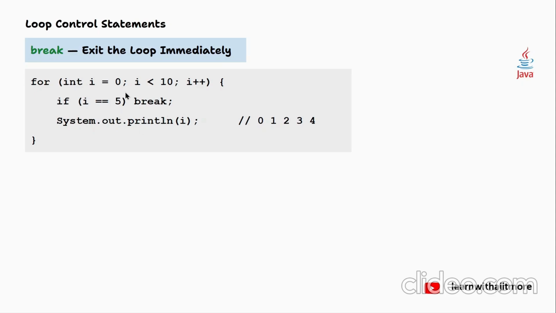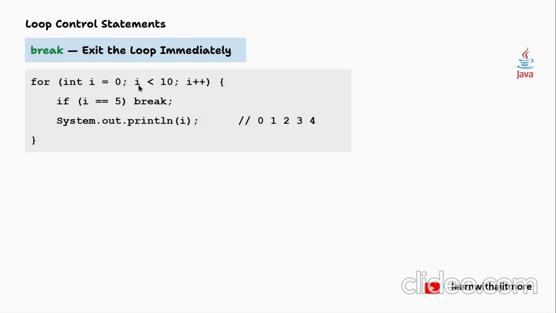Okay, fine. So first time i is 0, is 0 equal to 5? No, print 0. i plus plus, is i going to become 1? 1 less than 10? Yes, but is it 5? No, print 1. i plus plus 2, is 2 less than 10? Yes, is 2 equal to 5? No, print 2.